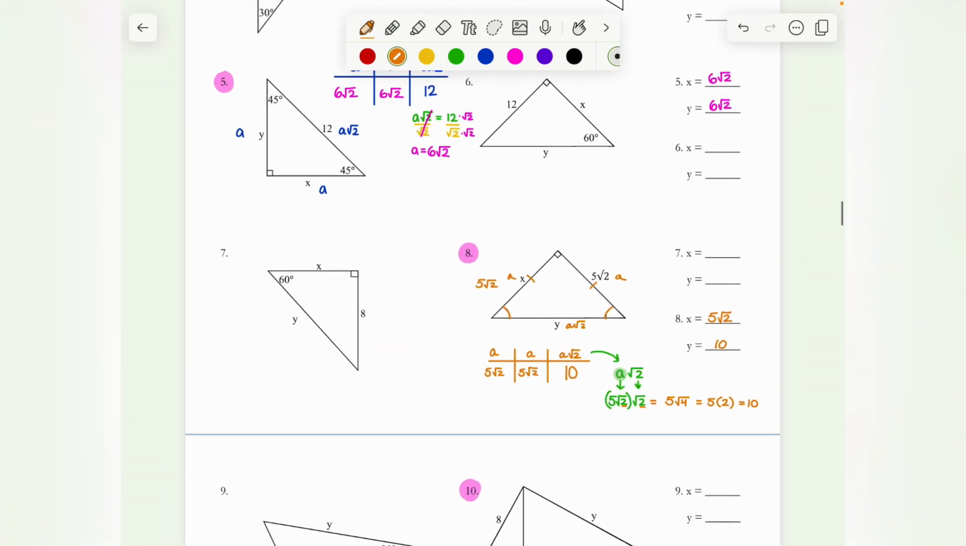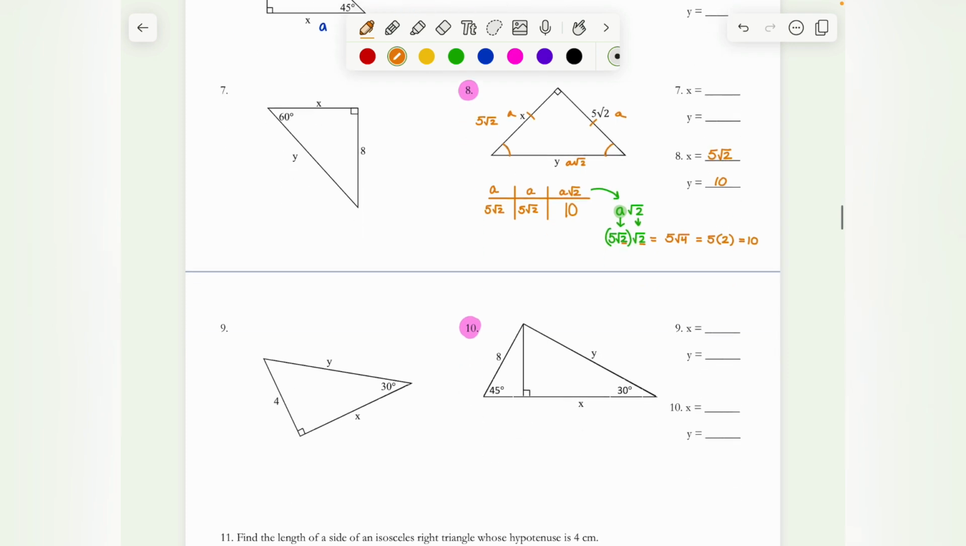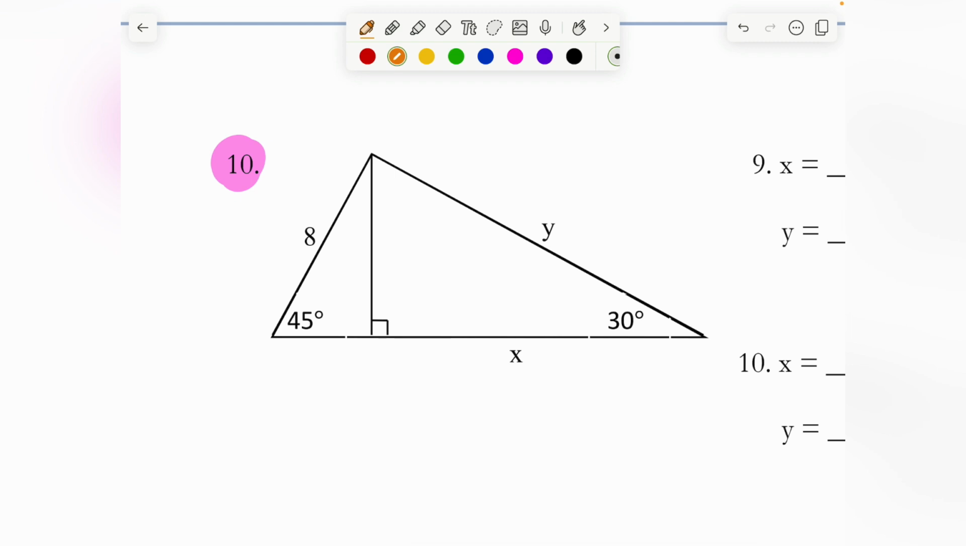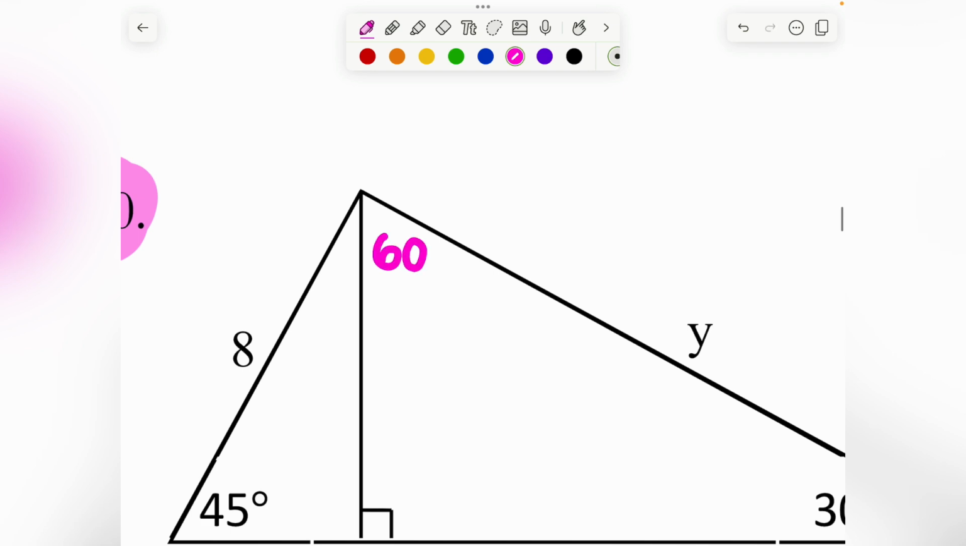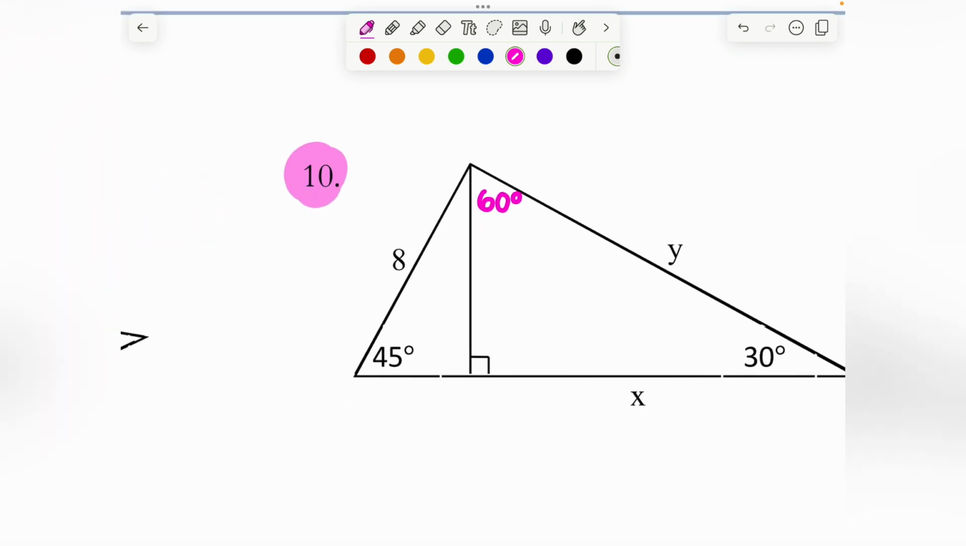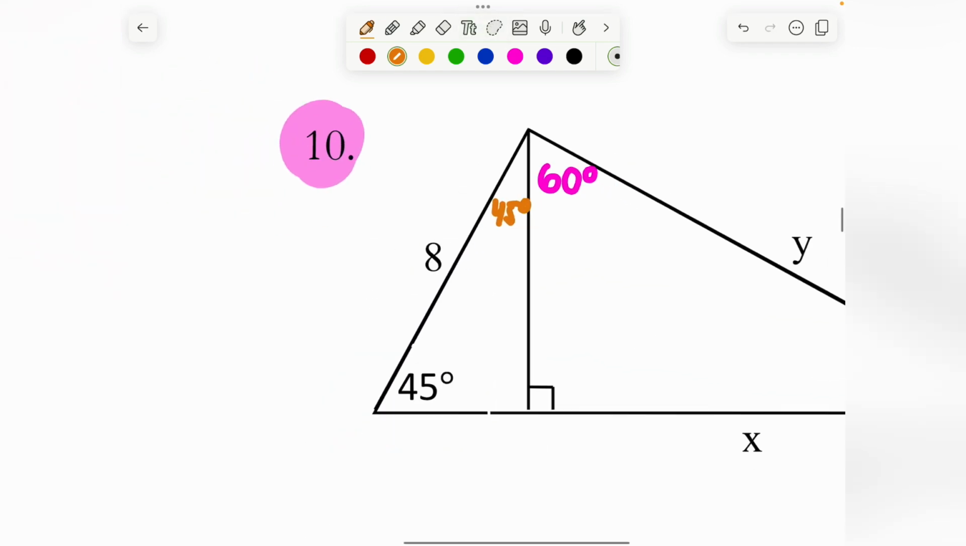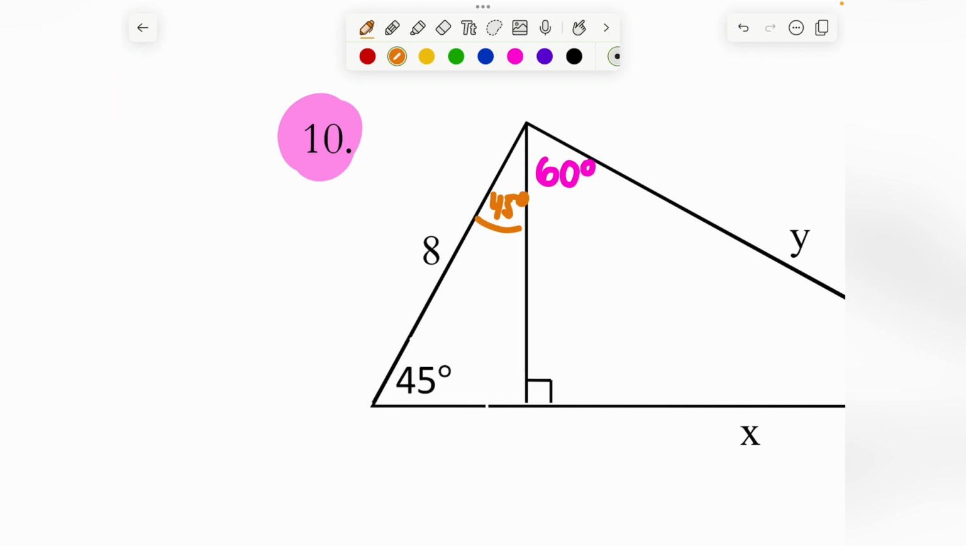Moving on to number 10, again, 9 is a 30, 60, 90. This is kind of a combo, so I'm going to do this because I think I like this problem. I know nothing about this 30, 60, 90 triangle. This is a 30, 60, 90 because I see that 30 degrees, so the only other possible degree here is going to be 60. But this other triangle, even though it doesn't really look like it's a 45, 45, 90, it is because I know one of the angles is 45, which means this other angle must be 45.